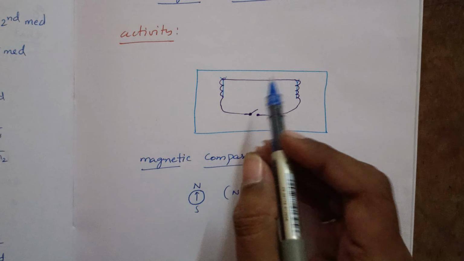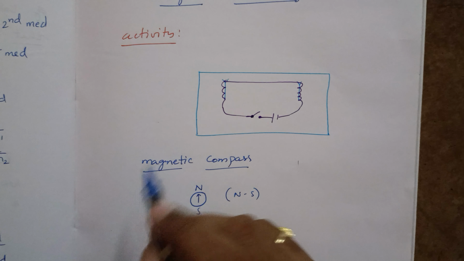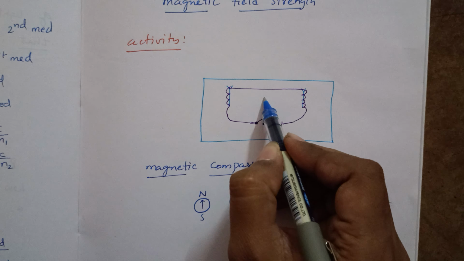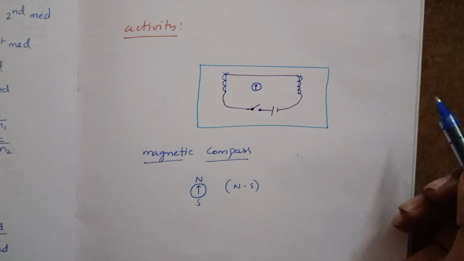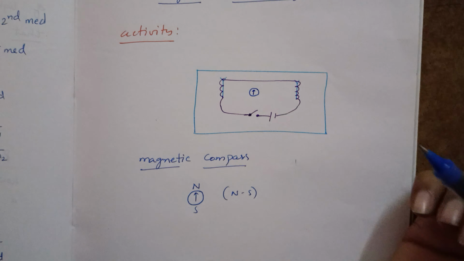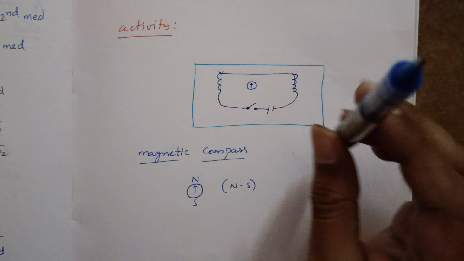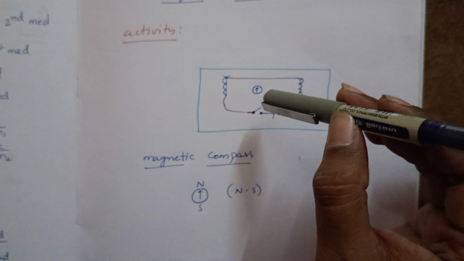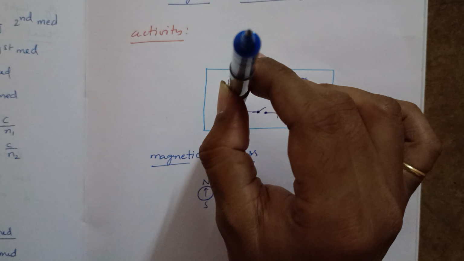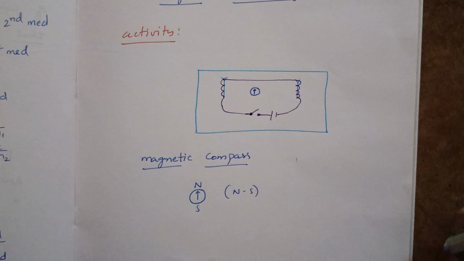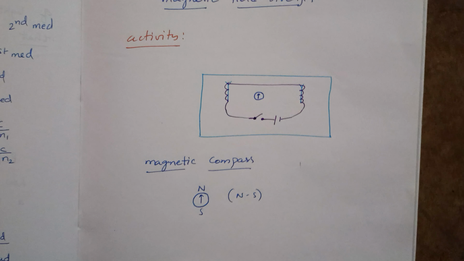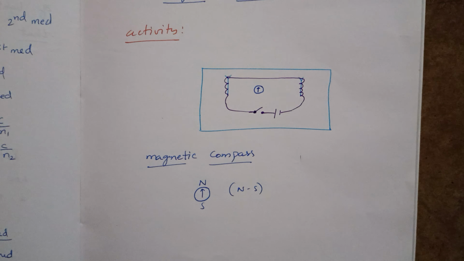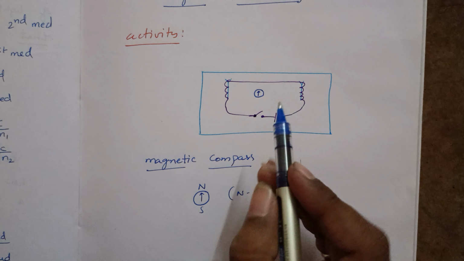Now here it is arranged like this. Here we are placing a compass under the wire. I told you we should place these sticks perpendicular to the thermocol sheet, along which the wire will be passed. Under that wire we'll place the magnetic compass. Now we'll switch on.